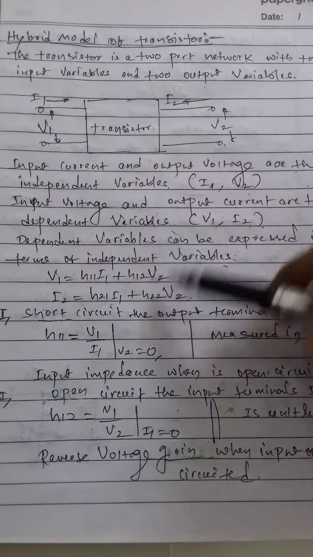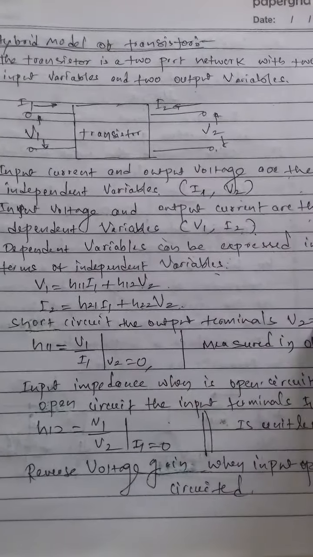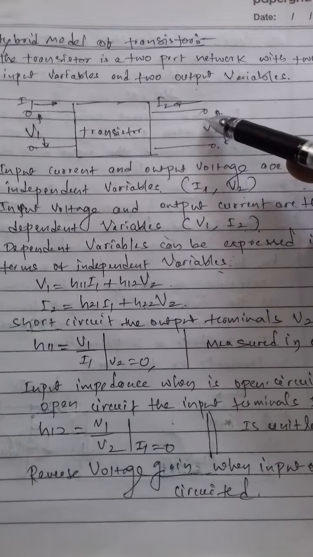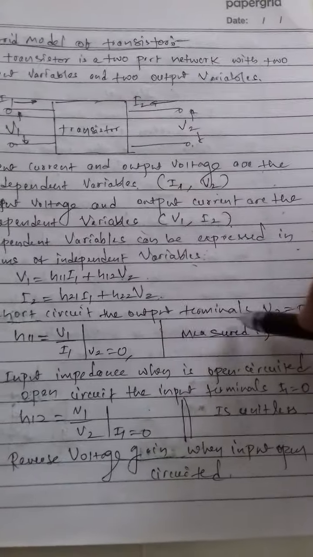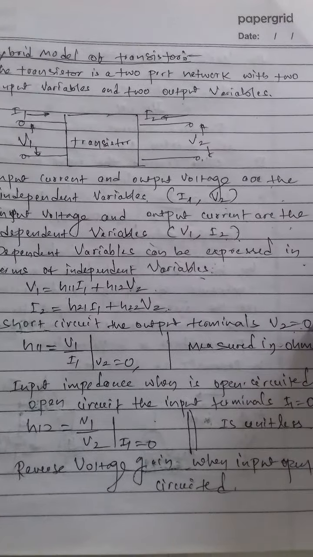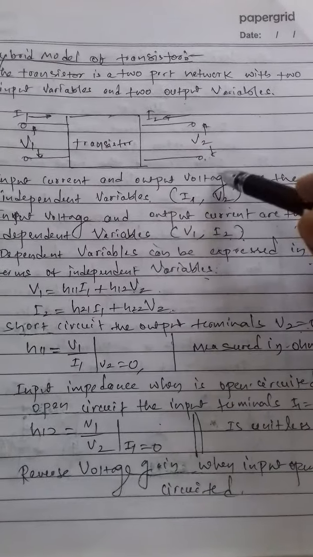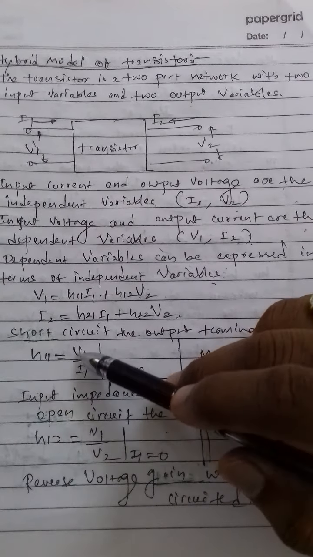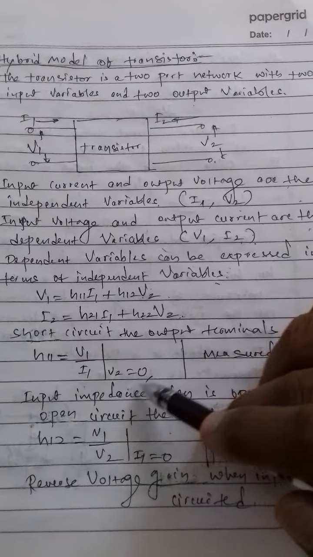Now, short circuit the output terminals. The output terminals of this two-port network are short circuited, that is, V2 is equal to 0. With V2 equal to 0, H11 is equal to V1 upon I1.